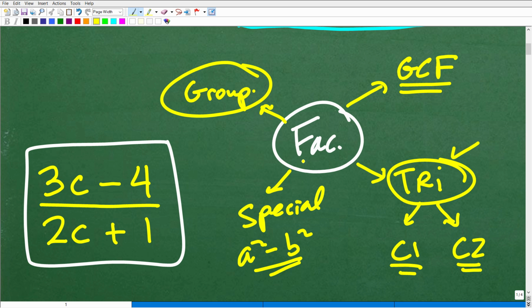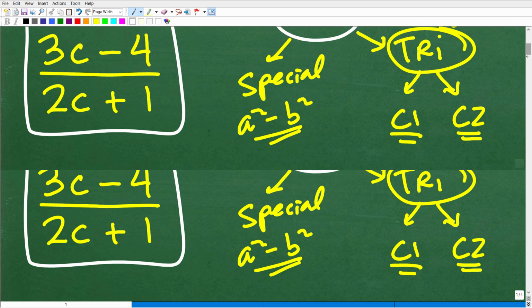Don't just do a little tutorial here, a little bit there. You want to master factoring. It is critical to be successful in algebra.